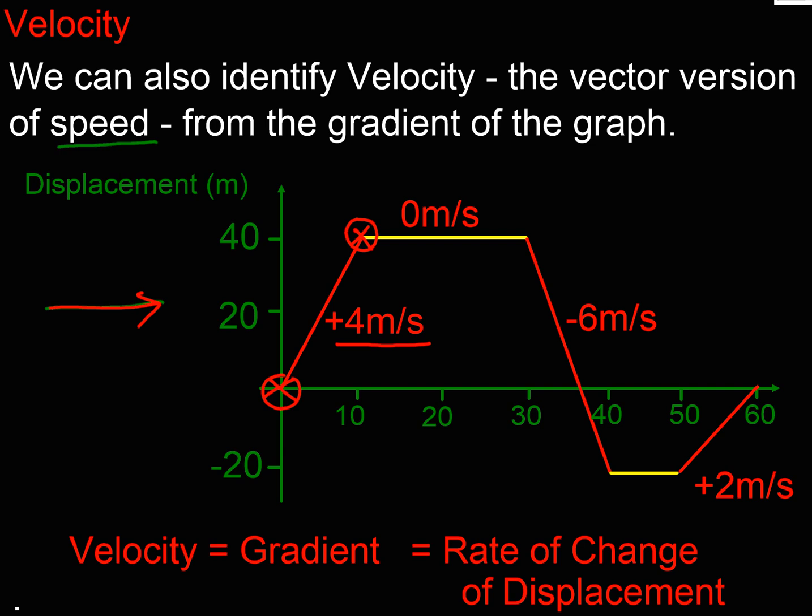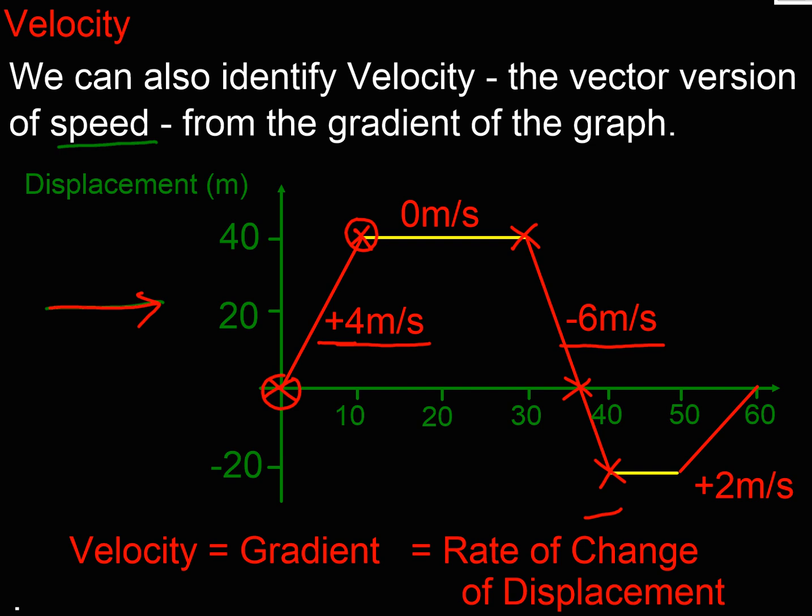Now we're going to consider this in terms of what that means for velocity, because that was travelling away in a positive direction, so that's positive 4 meters per second, isn't it? Then we stopped for 20 seconds, and then we started travelling back until we went past where we started and ended up 20 meters in the other direction. So if I look at the gradient of this, I've actually got a negative gradient here. I've got minus 6 meters per second, yeah?